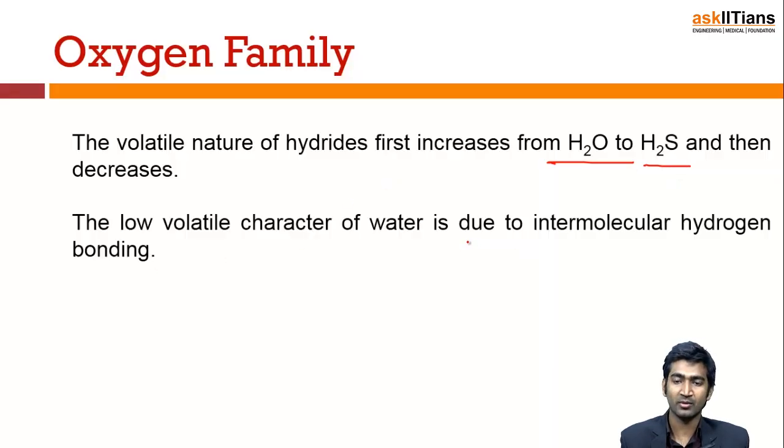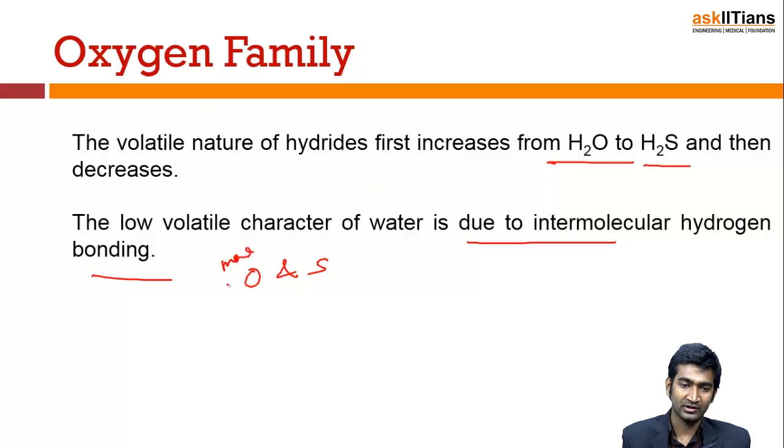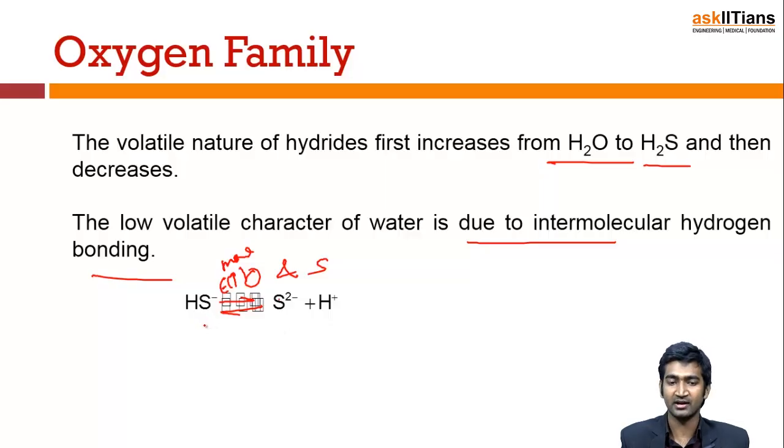The low volatility is due to the formation of intermolecular hydrogen bonding. Out of oxygen and sulfur, obviously oxygen is more electronegative. So that's why the cases of hydrogen bonding will be more in water, and that's why it is less volatile. But sulfur dissociates into S2- and H+. Balance the equation.